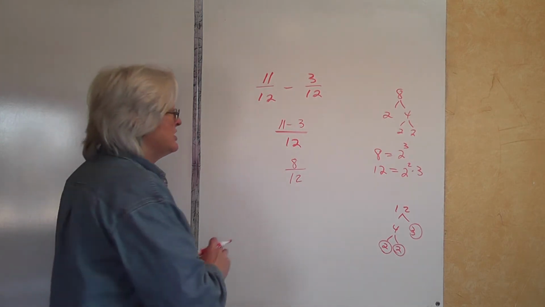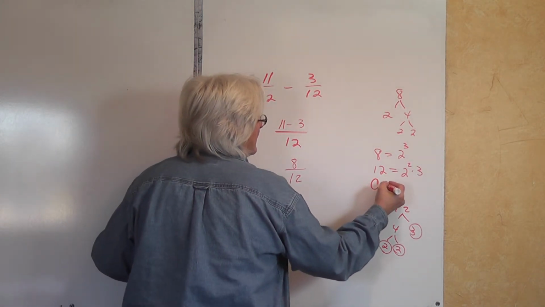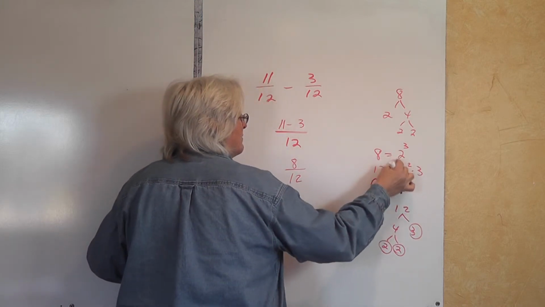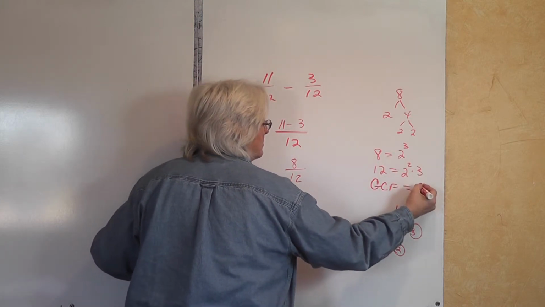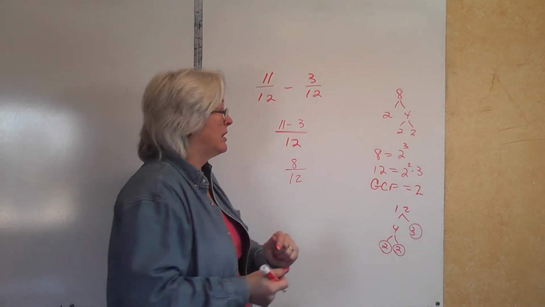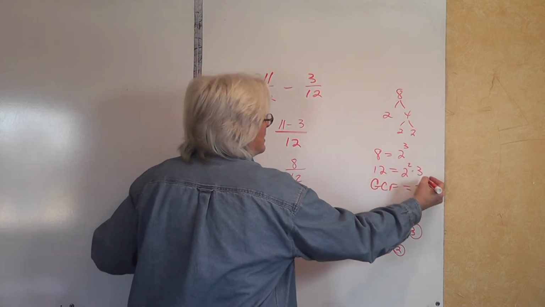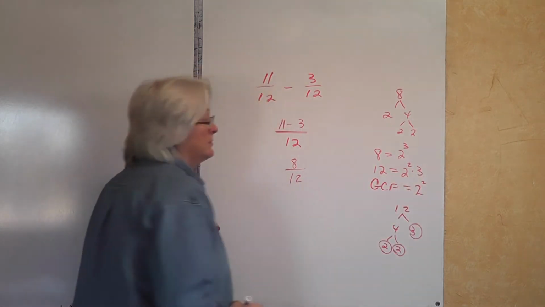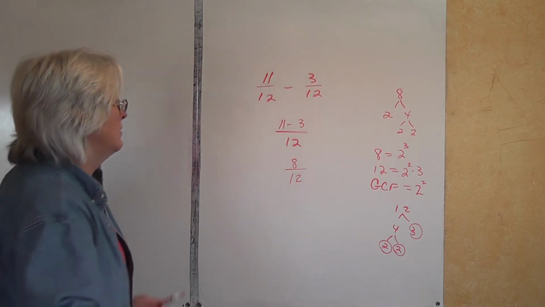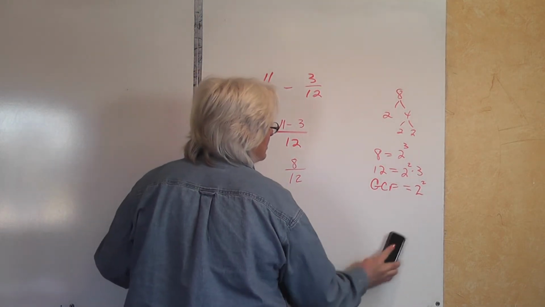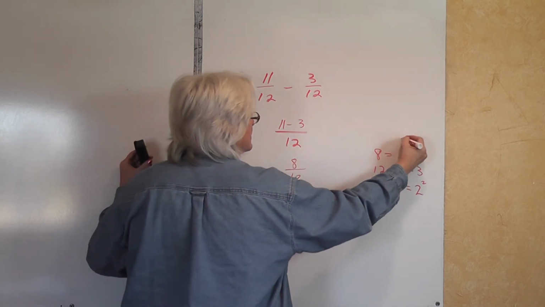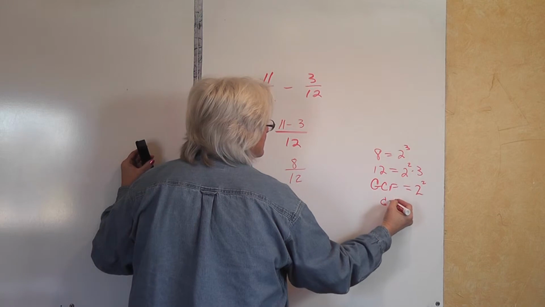What do we do to find our GCF? To find our GCF, we take whatever prime factor we can find in common with both our numerator and our denominator, the smallest exponent that's used, and lo and behold, for our greatest common factor, we have 2 squared, which of course is equal to 4. So our GCF is equal to 4.